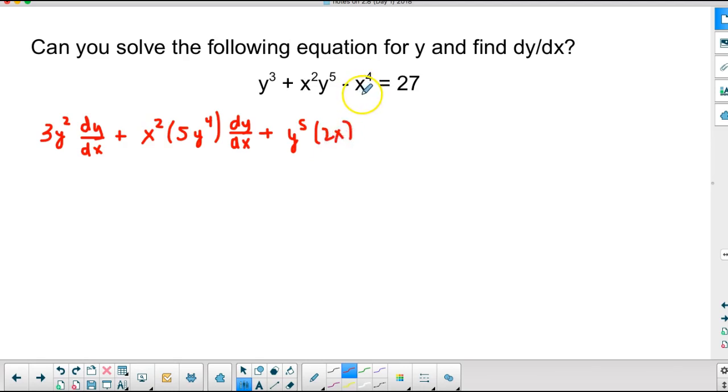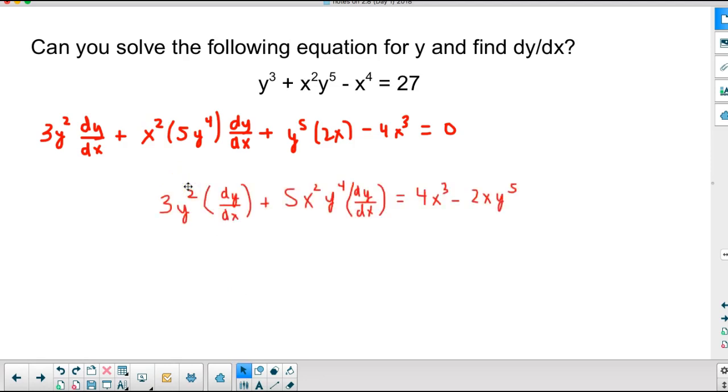And then we finish up by taking the derivative of the remainder of the equation. So we'd have 4x cubed. And then the derivative of 27, which is 0. The next thing we would do is get dy dx on one side of the equation. So in other words, I would move the 4x cubed to the right and the 2xy to the fifth also to the right. The next step will be to factor out the dy dx components here. So you can see I've done that.